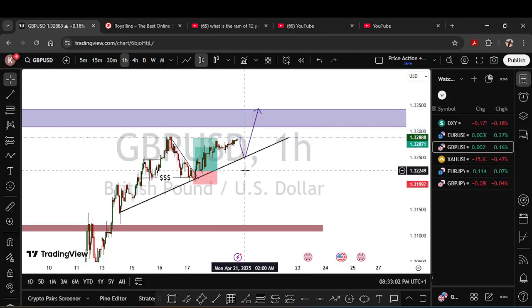If it breaks it, we're not going to look out to sell. We want to see consecutive lower lows for us to be able to sell. That's one thing I learned: you want to see consecutive lower lows to be able to sell the market.